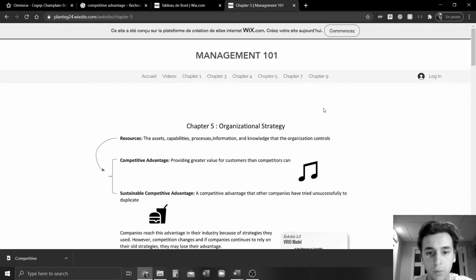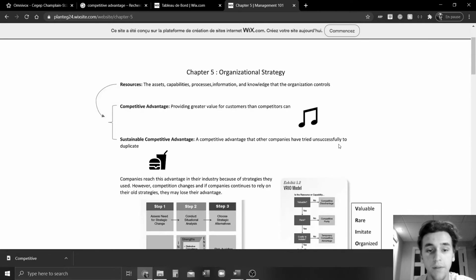So on Chapter 5, we talked about organizational strategy. Resources in the business are the assets, capabilities, processes, information, and knowledge that the organization controls. And these resources give a business competitive advantage or sustainable competitive advantage. Competitive advantage is when you're providing greater value for customers than competitors can, while sustainable competitive advantage is a competitive advantage that other companies have tried unsuccessfully to duplicate.